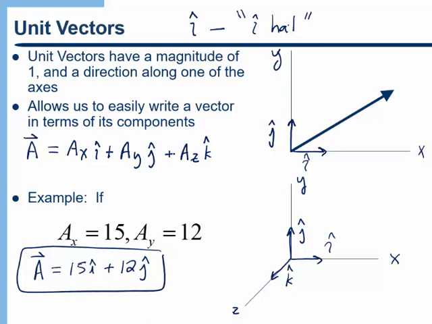And notice it's just saying if you go 15 in the x direction and 12 in the y direction, you get to the right point. You get to the point of that vector.